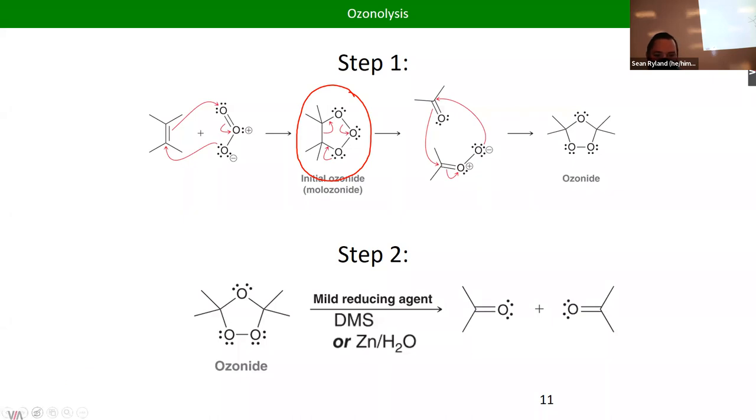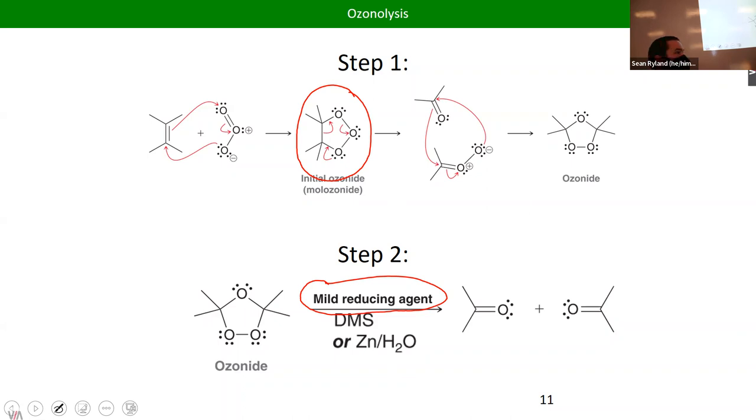Then the second part here is just going to be, just like with oxymercuration-demercuration, or hydroboration followed by oxidation, the second step is basically to allow that intermediate to react with something else to get us to our final product. And so basically it just gets called out as a mild reducing agent, the most common of which is dimethyl sulfide, because it's also a fairly common aprotic solvent. So it's relatively cheap, easy to find, I won't say non-toxic, but it's not that toxic.